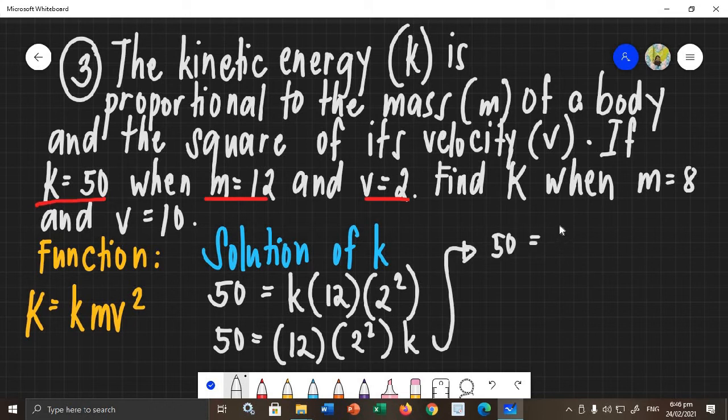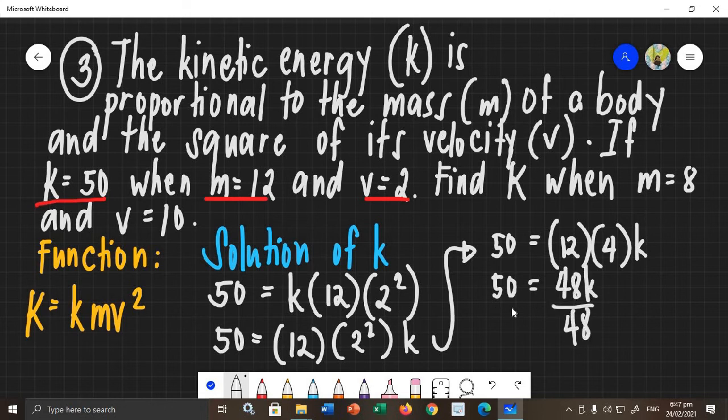Simplify natin, we have 12 and then 2 squared is equal to 4. And we have K. So we have 50 is equal to 12 times 4 is equal to 48. So 48K. Divide natin both sides by 48. Now we have K is equal to 50 over 48.